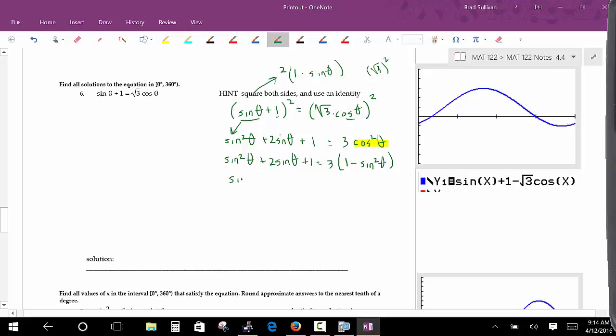Then I'm going to finish this up. I'm just going to leave this side like it is. So that's sine squared theta plus 2 sine theta plus 1. This side you want to multiply out, so that's going to be 3 minus 3 sine squared theta, like that. And then you're ready pretty much to get everything on one side set equal to 0. Okay, so I'm going to just write the left side as it is. Okay, then I'm going to move everything over here. So that's going to be minus 3. Move this over there. That's going to be plus 3 sine squared theta equals 0, like that.